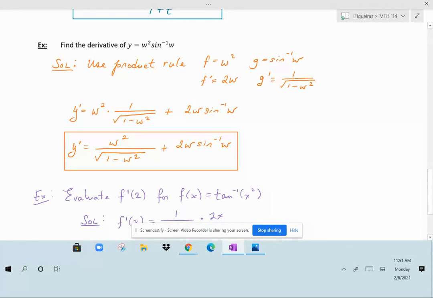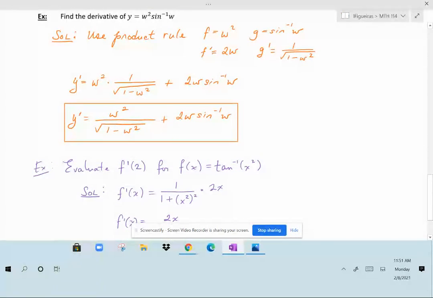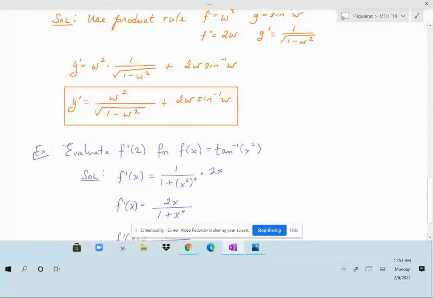Okay, here's another one where we're going to evaluate the derivative. We want to evaluate f prime at 2 for f of x equal to tan inverse of x squared. Here again, we're going to use chain rule, where the outside function is tan inverse and the inside function is x squared. We always start from the outside and work our way toward the inside. So the derivative of tan inverse of x squared is, the tan inverse part is 1 over 1 plus x squared to the second power, times the derivative of the inside, which is 2x.